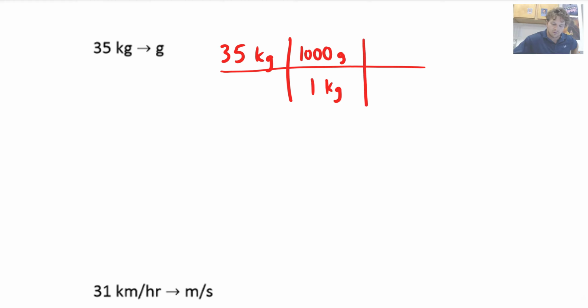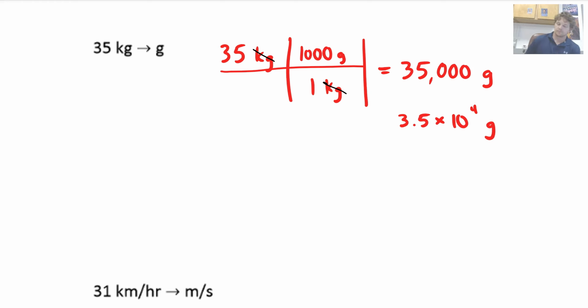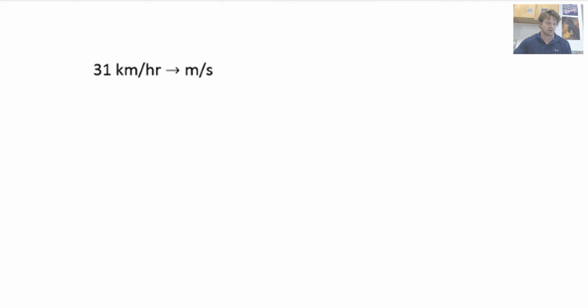Okay? And that is all I need for that. And so what happens now is we got kilograms on top and the bottom, those are going to cancel each other out, and what I'm left with is just grams. So 35 times 1,000 is equal to 35,000 grams, or if we wanted to put it in scientific notation, 3.5 times 10 to the 4th grams. Okay, so pretty straightforward, not too bad. The next one's going to be a little more complicated, but you'll see it's literally the exact same process.